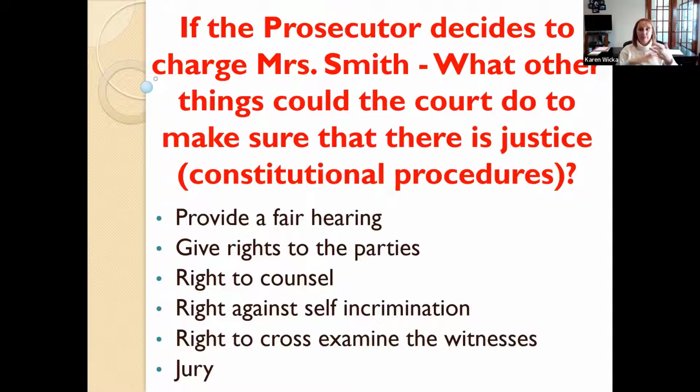The defense is entitled to Miranda warnings and the right to counsel. And you're entitled to the right against self-incrimination. You can't be forced to testify against yourself. And the right to cross-examine witnesses, and the right to a jury, and the right to a speedy trial. These are all what we call constitutional procedural rules or policies. So remember, that's what we're talking about, organizational policies and rules.